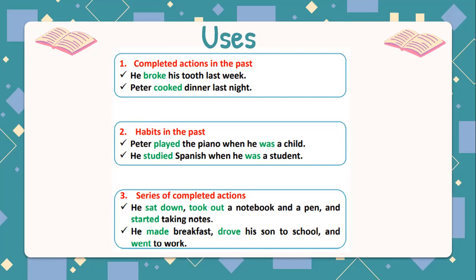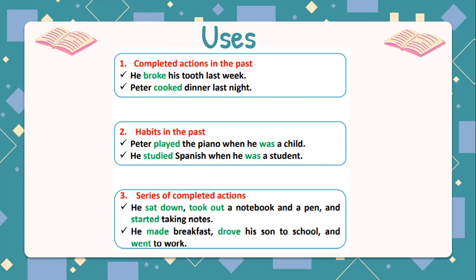Peter cooked dinner last night. Also, cooked is an action that took place at a specific point in the past. It started and it ended in the past. The second use is for habits in the past. So habits that used to take place in the past.